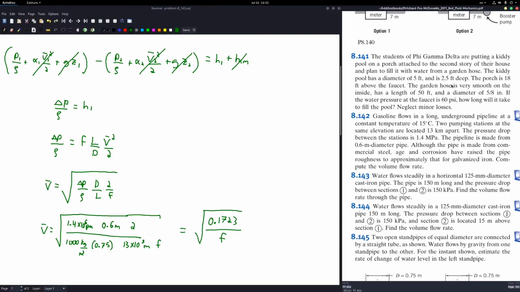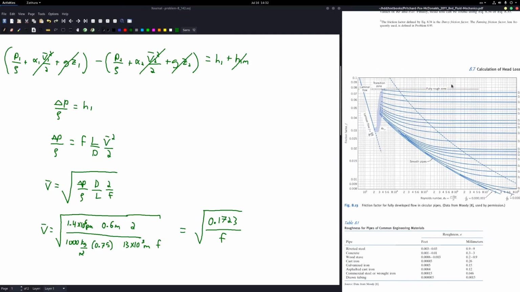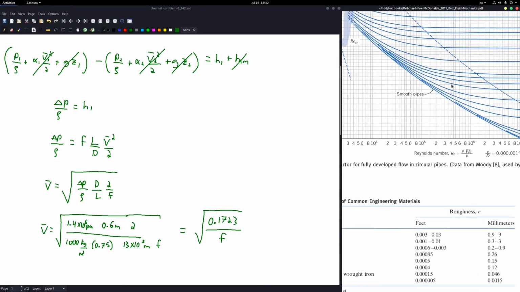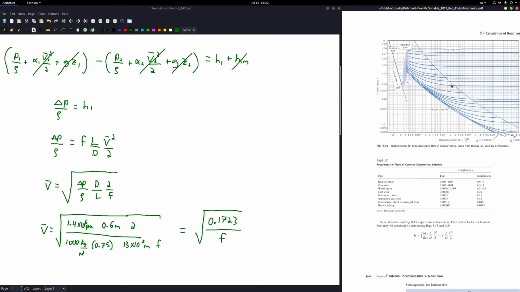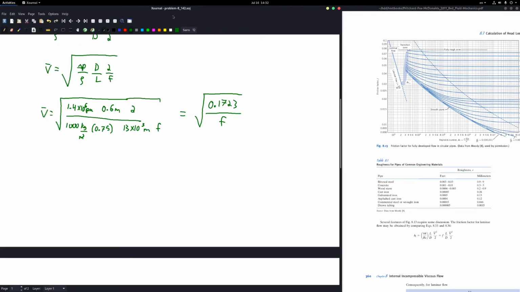Next, in the problem statement, it says that our pipe will have the roughness approximate that of galvanized iron. And so looking at that table, we know that the roughness will be 0.15. What we obtain is that our relative roughness will be that of 0.00025.